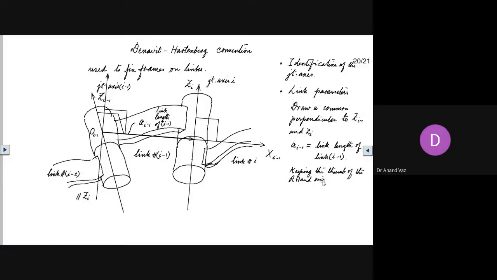oriented or pointing towards the positive xi minus 1 axis, and measure the angle. Measure the angle from Zi minus 1 towards Zi, or the line parallel to Zi. So in this case, we will have this angle going from here, it will go like this, and here it will come like this. This is the arc which will be described here.